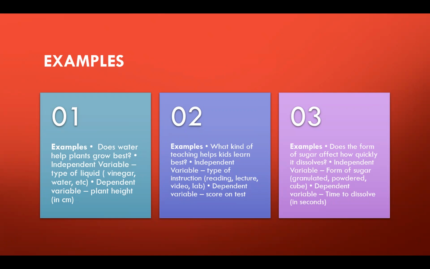For example 3, does the form of sugar affect how quickly it dissolves? The independent variable is the type of sugar. Is it granulated sugar? Is it powdered sugar? Is it cubed sugar? By adding water to the granulated sugar, we're measuring the time in seconds that it takes to dissolve. Then we add water to the powdered sugar and check the time it takes to dissolve, and then we do the same thing with the cube. So our dependent variable is how long it took that form of sugar to dissolve.